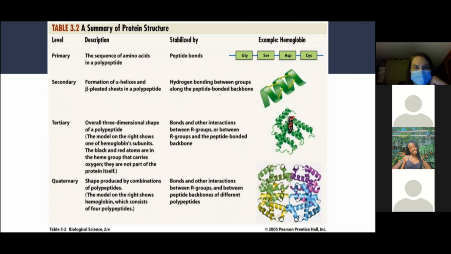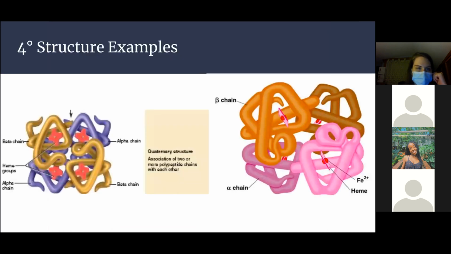No. Okay, great. And here we just have an example of two different quaternary structures. You can see on the left one, you have two alpha chains and two beta chains. So you just have four different polypeptides that come together to form the overall protein. And the same thing on the right, there's just a different diagram of that. But that's pretty much it.